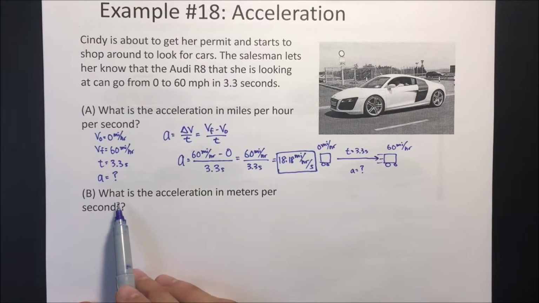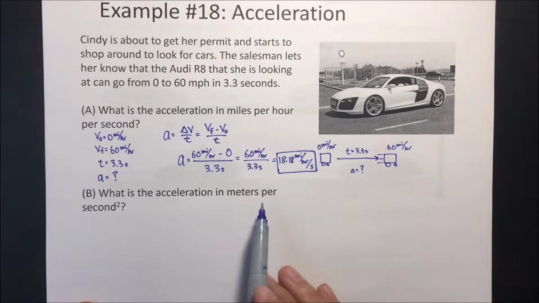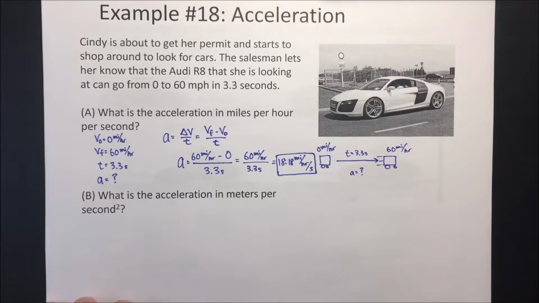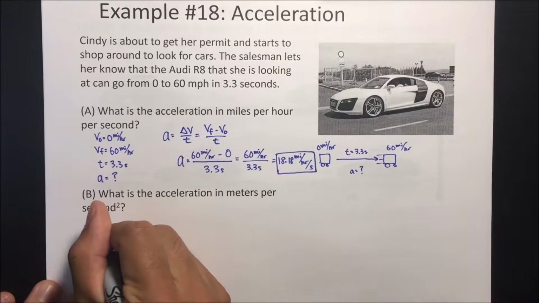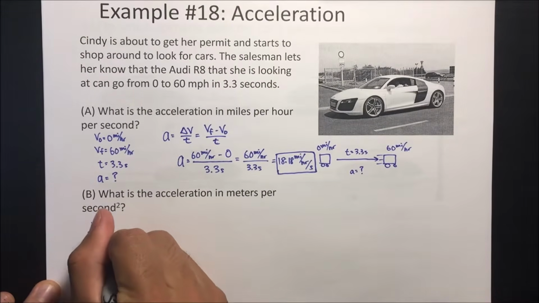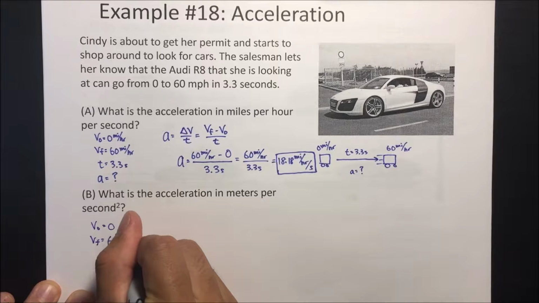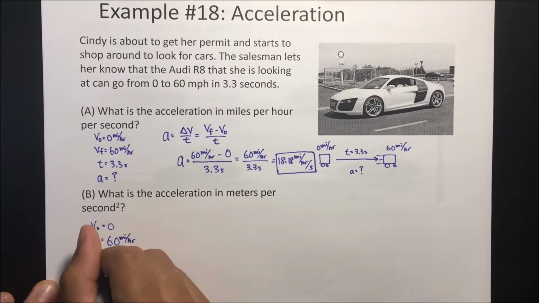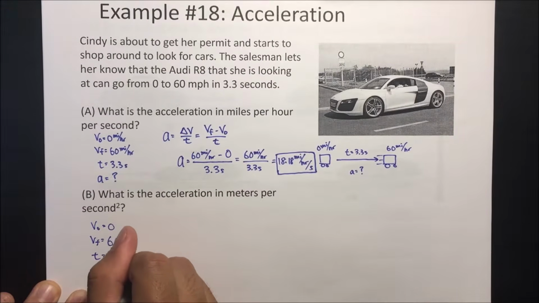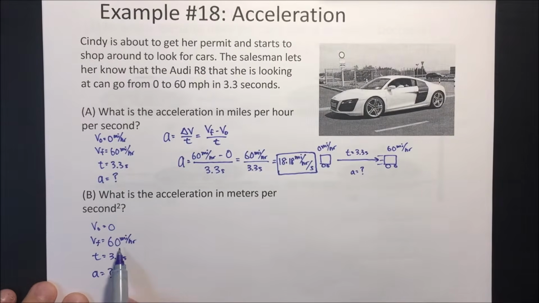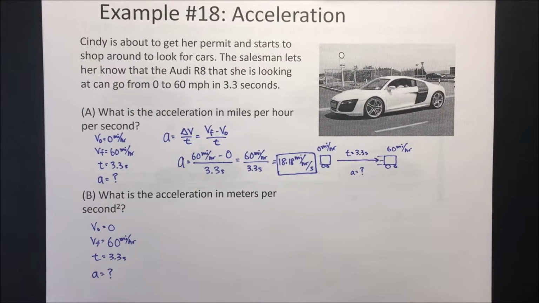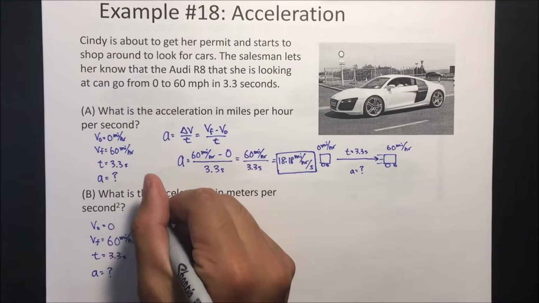But now it's asking for what is the acceleration in meters per second squared. So this is where it becomes a little bit more difficult. Again, we have our values of initial velocity 0, final velocity 60 miles an hour, time equal to 3.3 seconds, and we're looking for acceleration. However, we're going to change the 60 miles an hour to meters per second. So let's just do that.